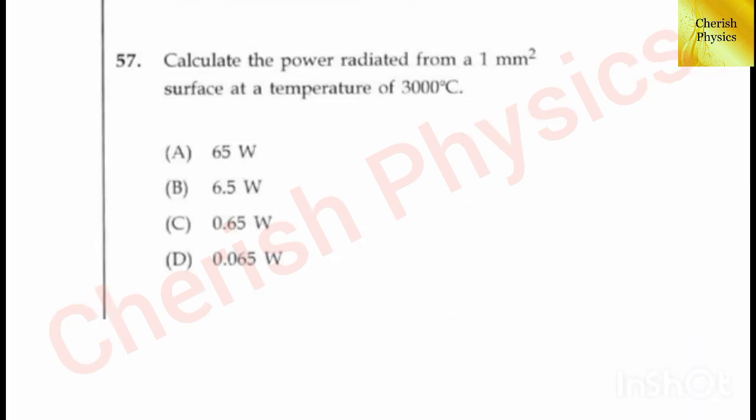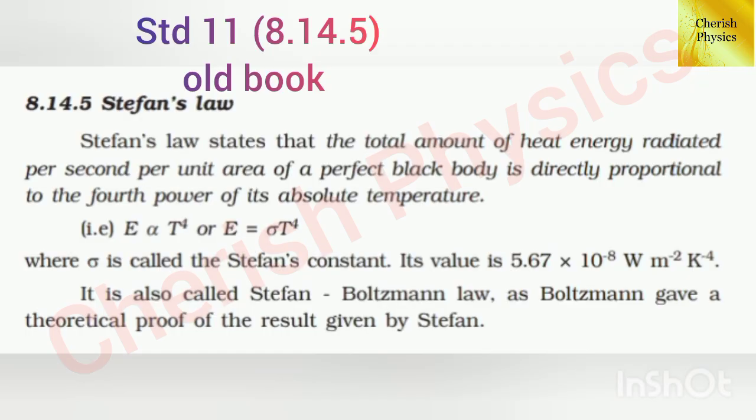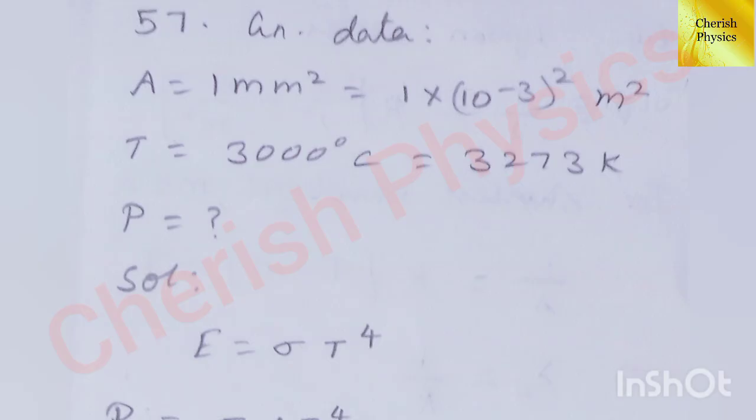Seventh question. Calculate the power radiated from a 1 millimeter squared surface at a temperature of 3000 degrees Celsius. First write the given data. A equal to 1 millimeter squared, which is equal to 1 into 10 to the power minus 3 the whole squared meter squared. Temperature T equal to 3000 degrees Celsius, which is equal to 3000 plus 273, 3273 Kelvin. We have to find the power radiated.